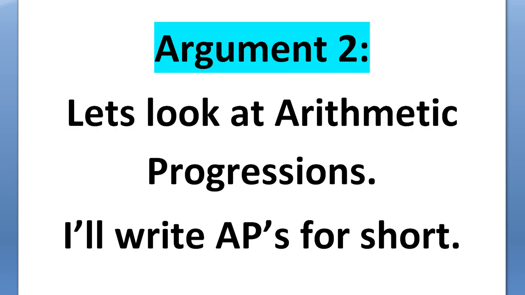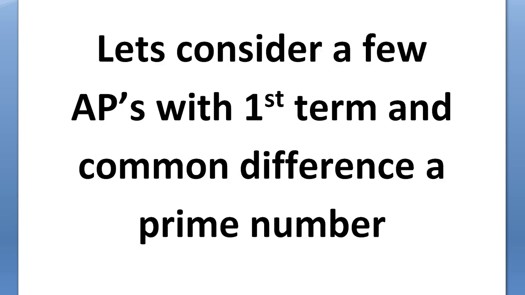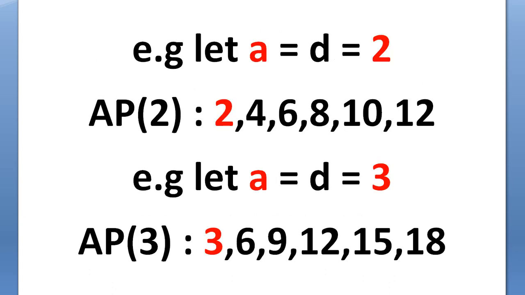Argument 2. Let's look at arithmetic progressions. I'm not going to discuss arithmetic progressions in any great detail in this video. I'm just using them to present the argument that 1 is not prime. So I'll write APs for short. AP means arithmetic progression. Let's consider a few arithmetic progressions with first term and common difference a, which is a prime number.